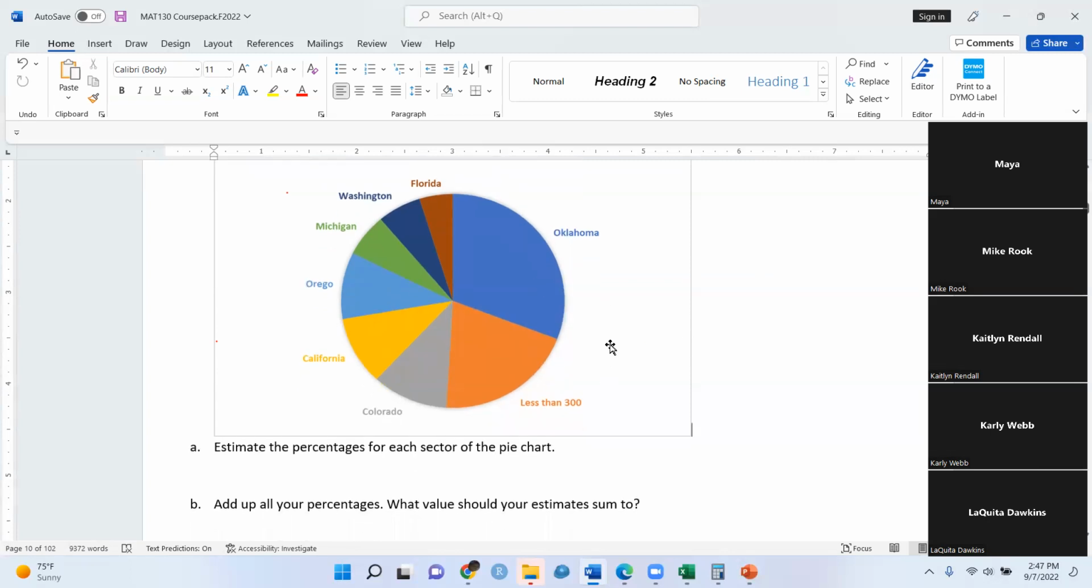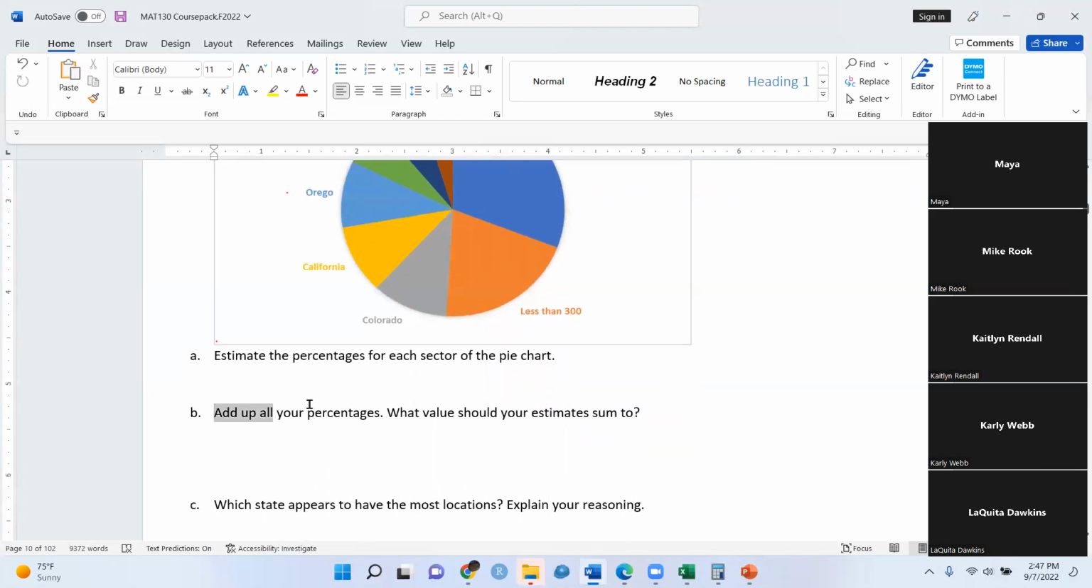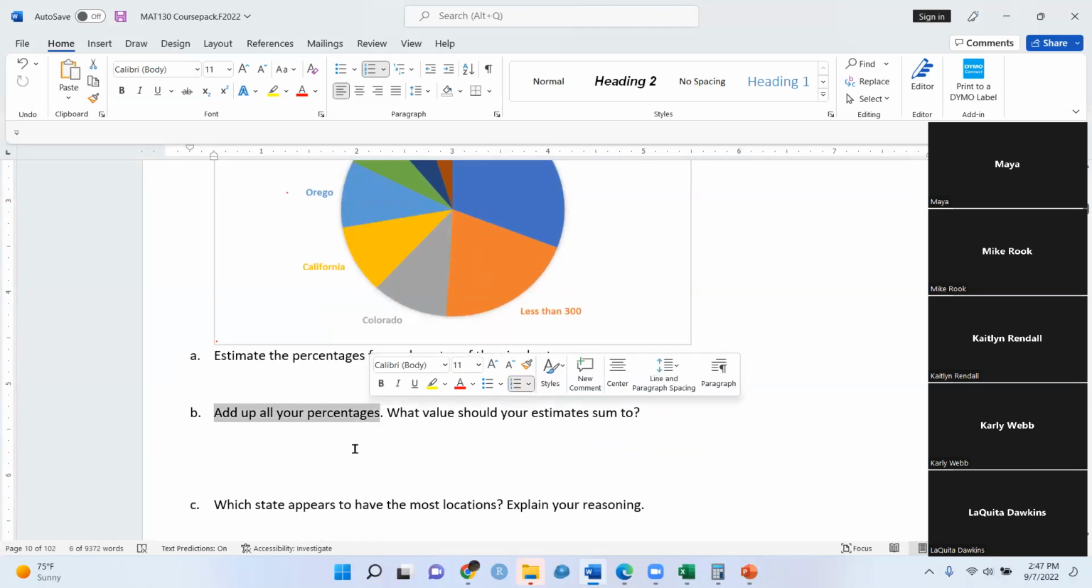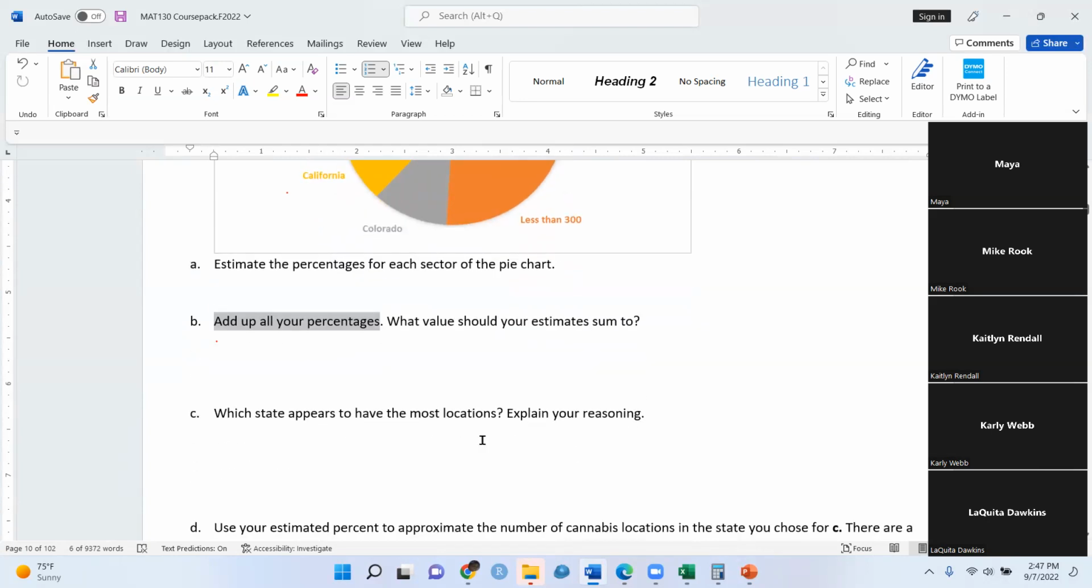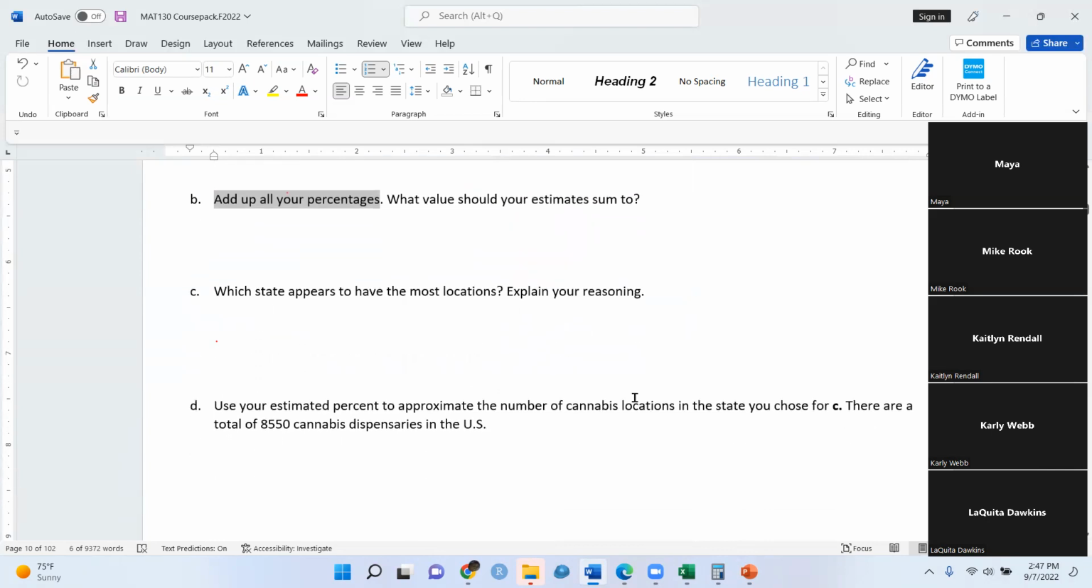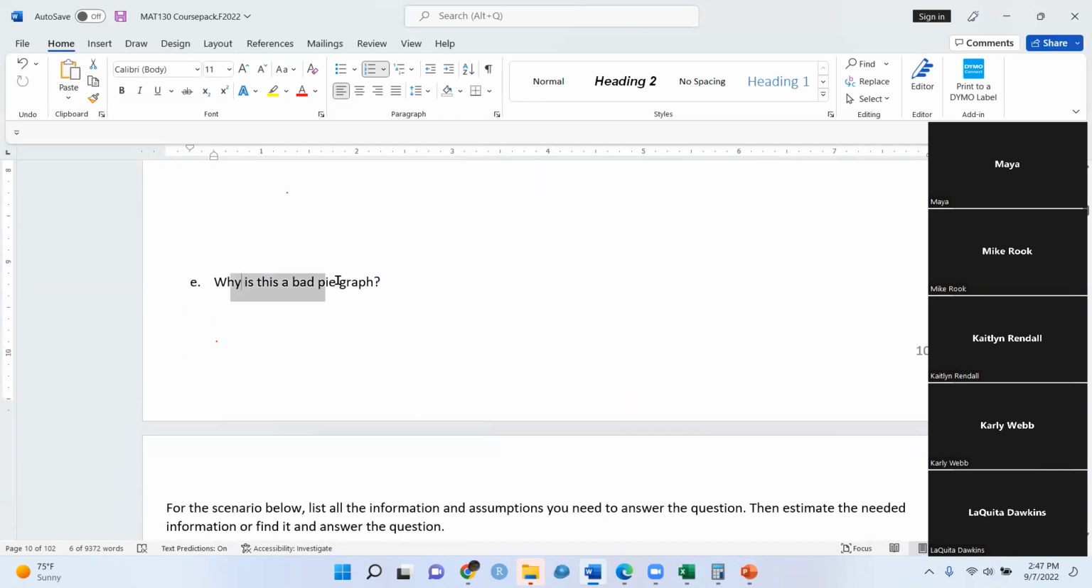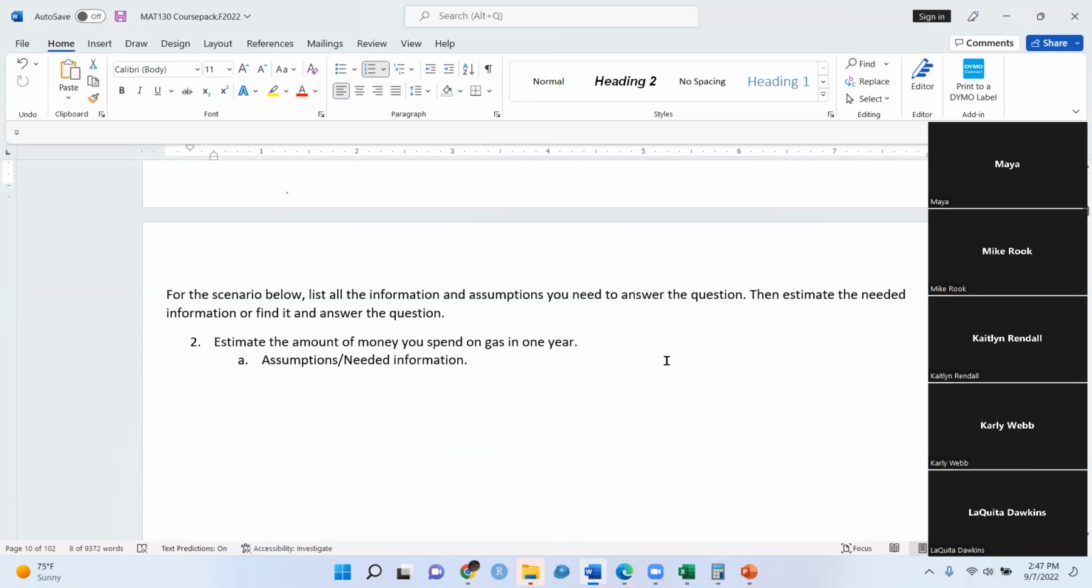So you're going to estimate those percentages, and then you're going to ask yourself, hey, what should they add up to? Or you're going to add up your estimates and then think about what they should add to, and some more basic questions about understanding the pie chart. Then you're going to do a little calculation. And then I already told you this answer, didn't I?